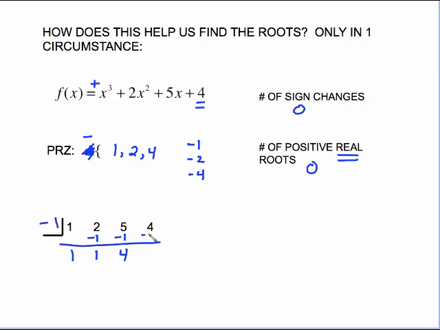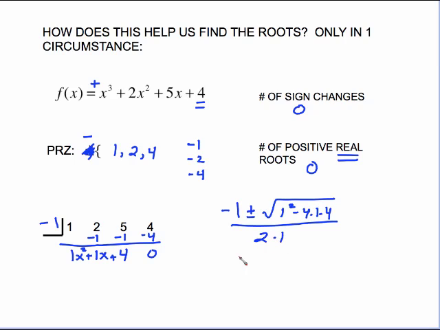-1 times 4 is -4, gives me 0. And then this is x squared plus x plus 4, which does not factor. We're going to have to use the quadratic formula on this. So this will be -1 plus or minus the square root of 1 squared minus 4 times 1 times 4, all over 2 times 1. Doing the arithmetic on this, we're looking at 1 minus 16, which is negative 15, over 2.